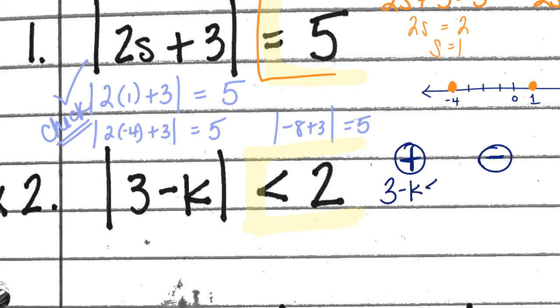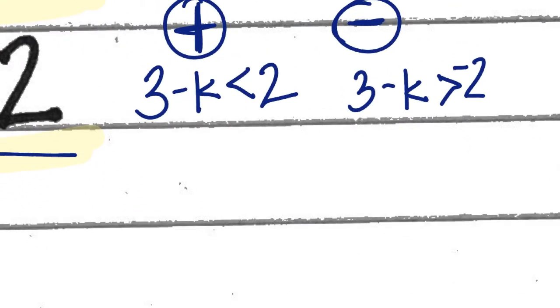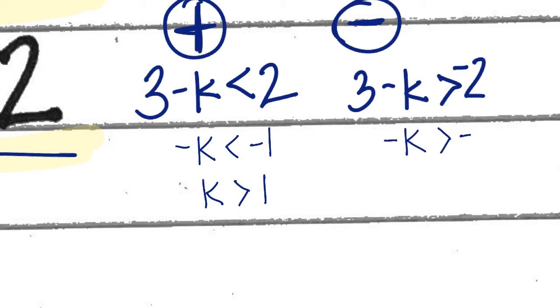3 - k is less than 2. So remember, it will be written just like you see. And the other will be 3 - k is greater than -2. So this is what we're solving. When I subtract 3, I get -k is less than -1. And don't forget, when I divide by a negative, I flip the inequality. When I subtract 3, -k is greater than -5. When I divide, k is less than 5.